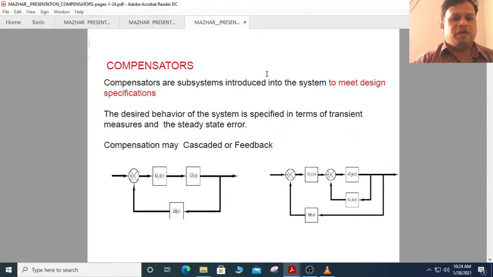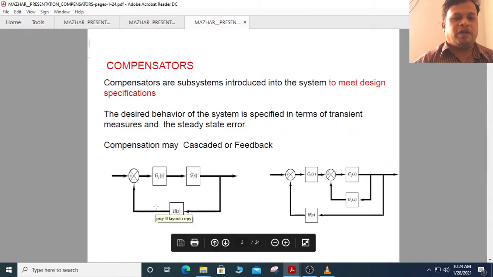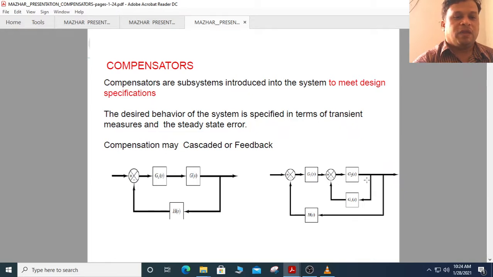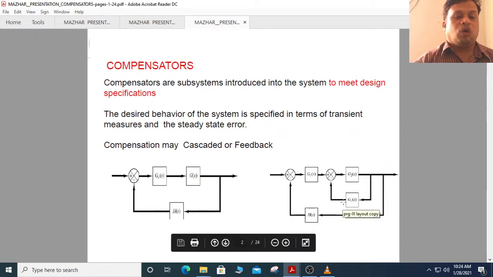If you see the system here, you are having GC of S, G of S and H of S. So this system tells you that it is not having any feedback here. So here you are having two loops of feedback. So it is a cascaded connection. That means you are having GC of S and G of S that is cascaded, and here you are having a feedback also. So compensation may be cascaded or it may be a feedback.